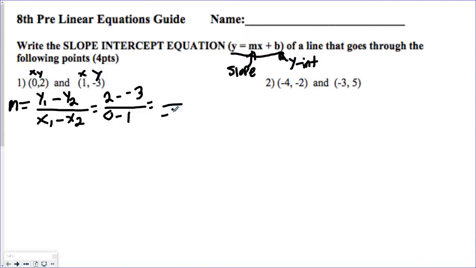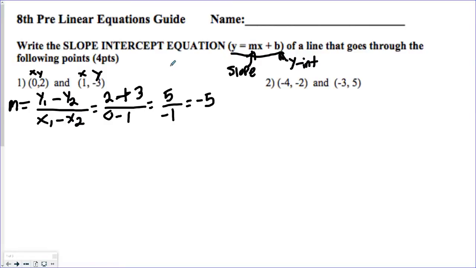0 minus 1, that's -1. Remember, double negative like this, 2 minus -3 makes one big positive. So it's 2 plus 3, which is 5. And that gets me -5 as my slope. Now, the next part, this is my m, so I found my m. The next part is to find your b.